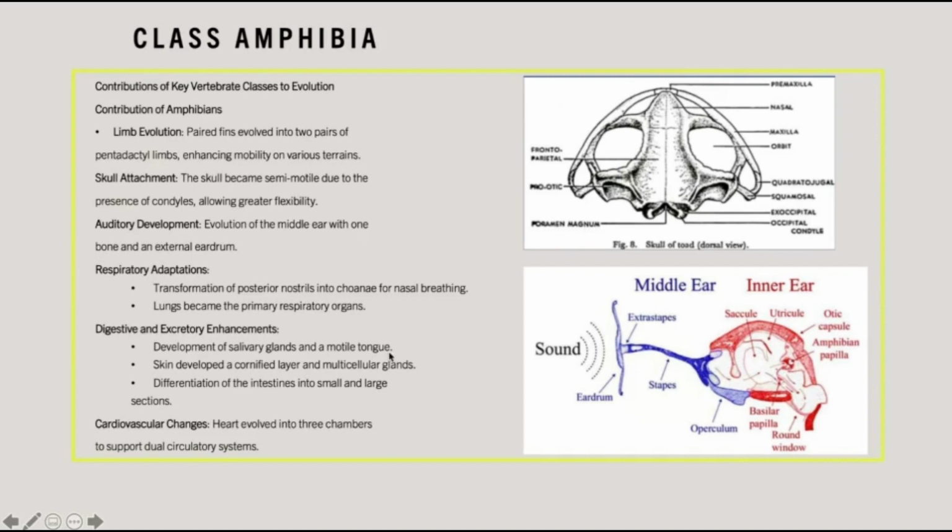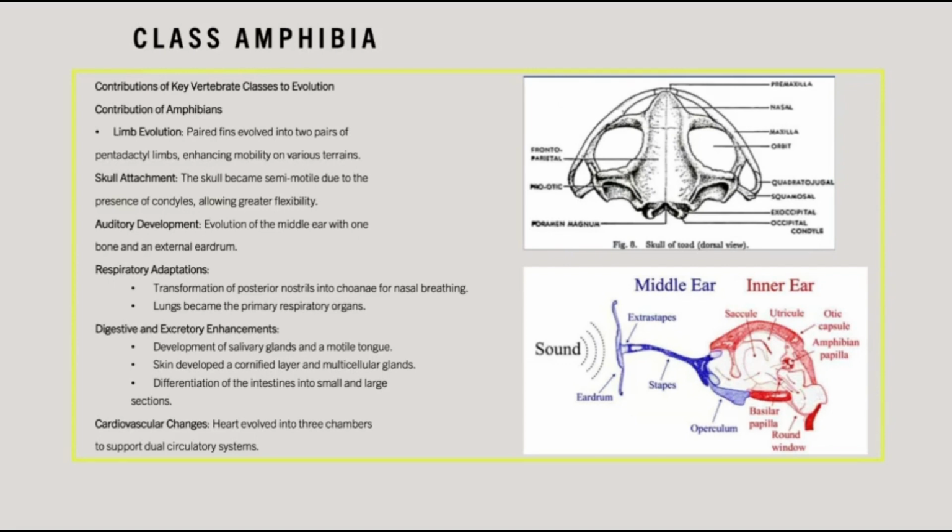They also developed their salivary glands and their motile tongue. They got a motile tongue because now their diet was going to be different and they really needed to break down these insects properly. They developed a cornified layer, meaning that they had a bit of a stronger skin.